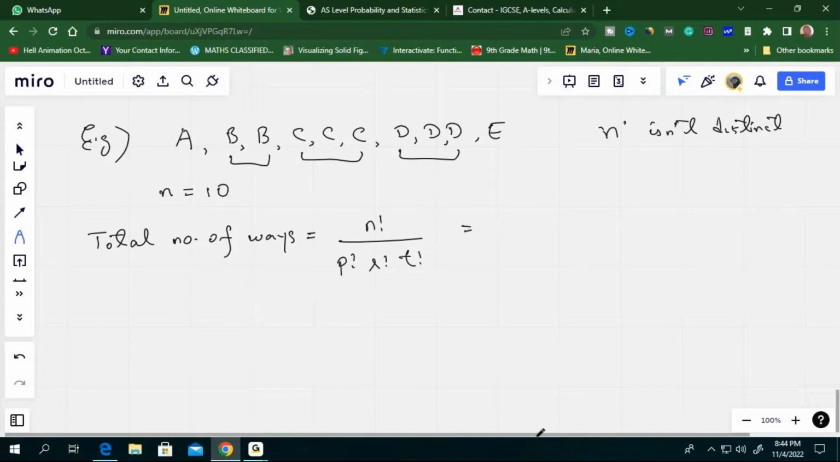This is 10 factorial upon how many ways b is getting repeated? 2 times. C is getting repeated 3 times, and D is also getting repeated 3 times. So I can write 3 factorial whole square. Then I can solve, and whatever the answer I get, these are the number of ways through which I can organize the letters and make a word involving all these 10 letters.